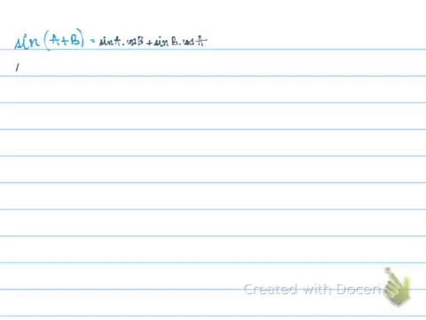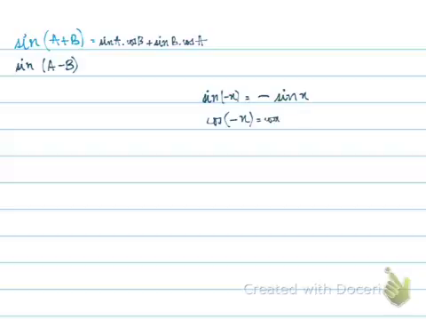Then comes sine of a minus b. This can be derived by putting b equal to minus b. When there is sine of, let's say, minus x, that is equal to minus sine x. And if there is cos of minus x, then it is equal to cos x. That is, the negative sign does not come out. So we can use that formula here.